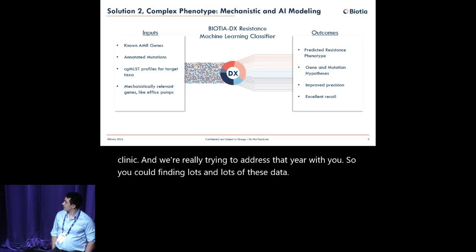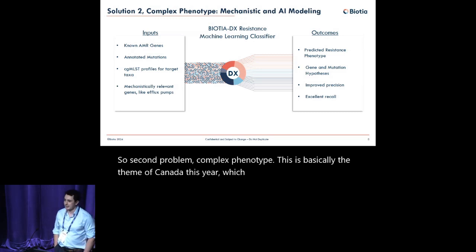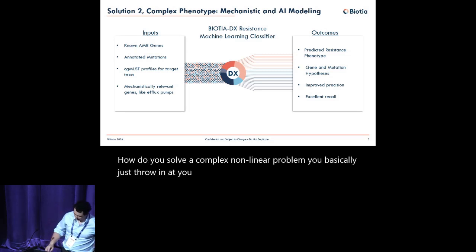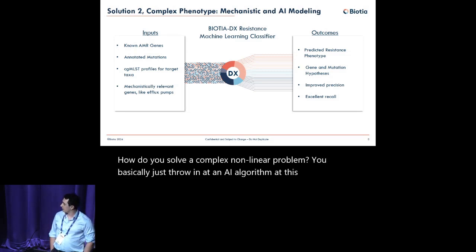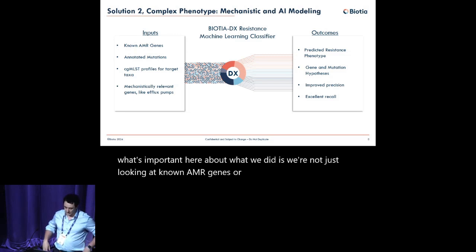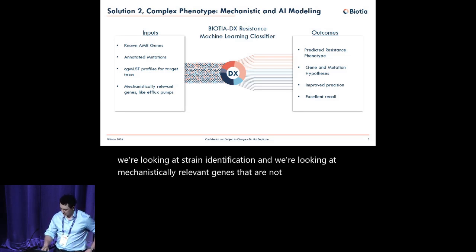So, second problem, complex phenotype. This is basically the theme of CAMDA this year, which is AI and machine learning. How do you solve a complex nonlinear problem? You basically just throw an AI algorithm at it at this point. And what's important about what we did is we're not just looking at known AMR genes or annotated mutations, but we're looking at strain identification, and we're looking at mechanistically relevant genes that are not themselves AMR genes.